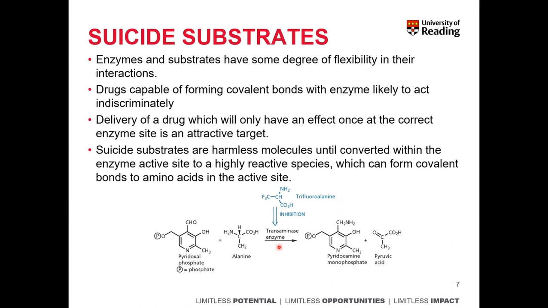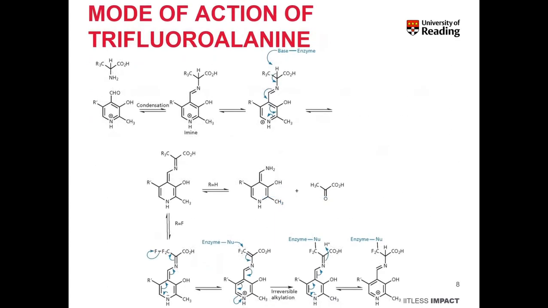And this molecule will then enter into the transaminase enzyme, and it will only react with the enzyme once it's entered into the active site. And so it will inhibit the production of the pyridoxamine monophosphate and the pyruvic acid. And just to show you the example of the reaction that takes place, now again, you do not need to memorize this reaction, but I just want to show you how this suicide substrate works.